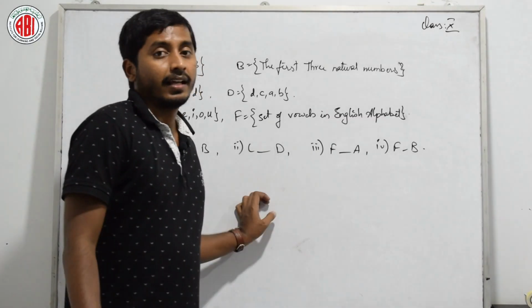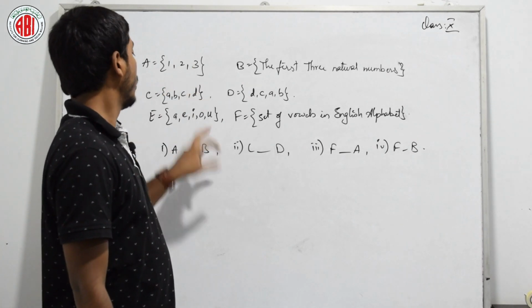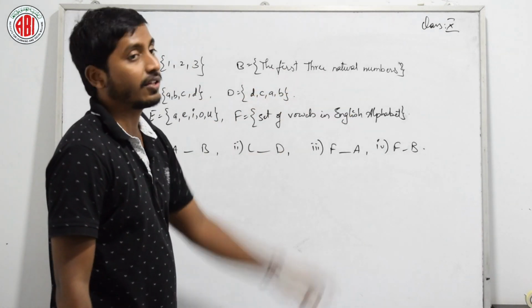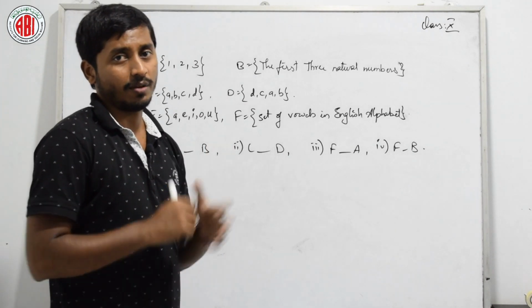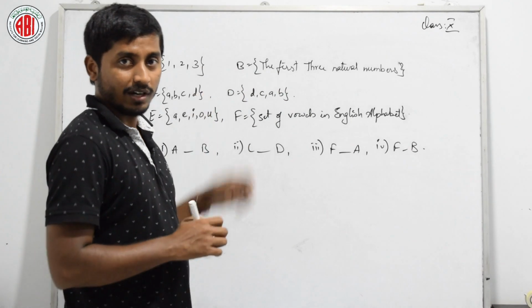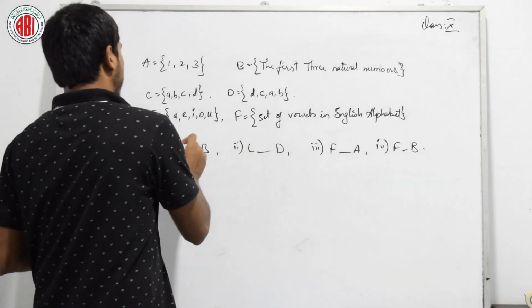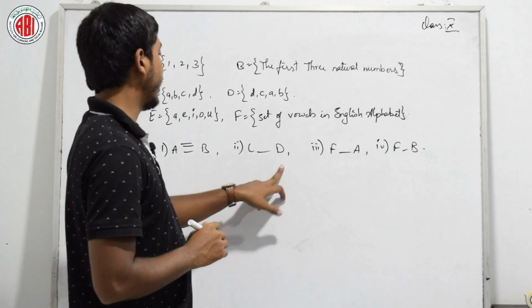Okay, let's see that. See here, A and B are two different sets. What is A? 1, 2, 3. What is B? The first three natural numbers. What are the natural numbers? 1, 2, 3 and so on up to infinity. The first three natural numbers are the same, 1, 2, 3. We can write it as A equal to B. Is it clear?